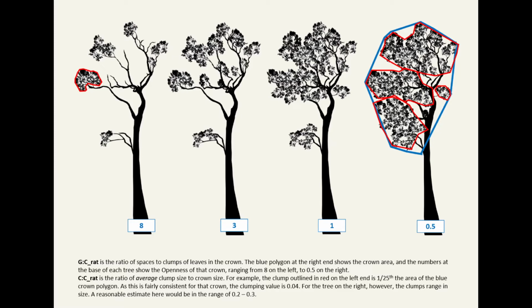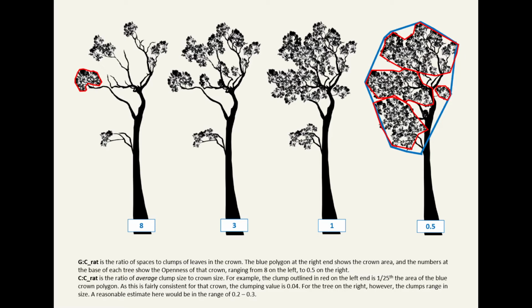One way of quantifying this spacing of clumps in the tree is to look at the ratio of clumps to gaps in the canopy. This is not an exact measurement. It's a rough impression that you measure by looking at the tree from side on. So I've made these diagrams that you can use to get an impression of how much of the tree canopy is made up of clumps versus gaps.